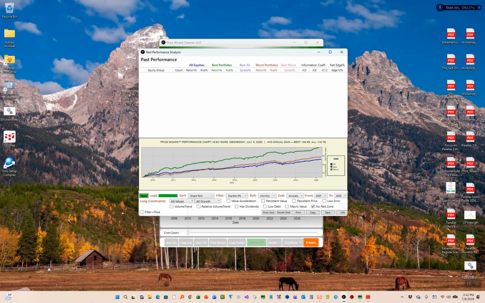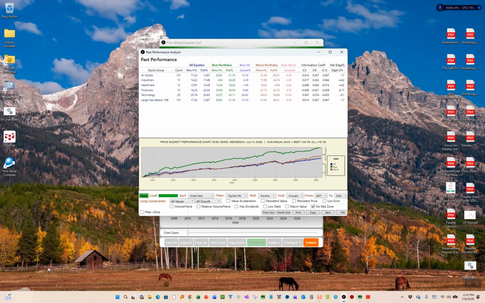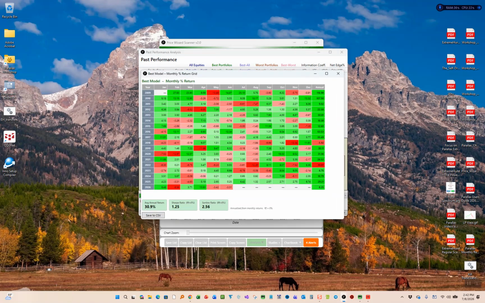It's a log scale on the side here. And it's a VAMI, so we're only investing the same amount every time. So actually it didn't come up with anything better. It's about the same. So if you want to look at the monthly grid of performance, that's here. So it comes up with the average annual return, the Sharpe ratio, and Sortino ratio. You can save that away.